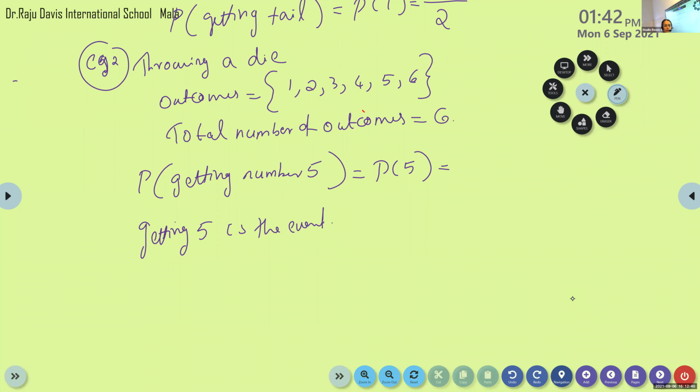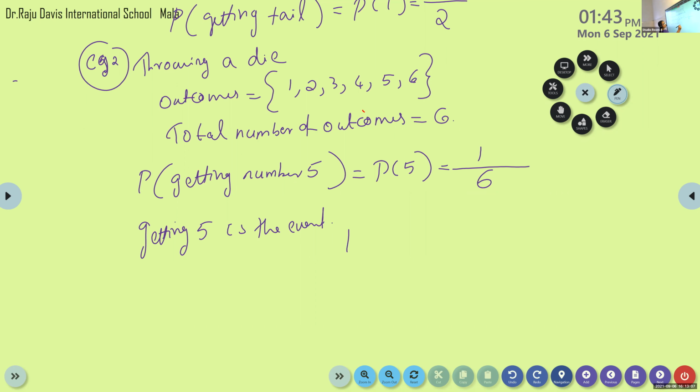The number of chances favorable to 5 is only 1. Only one 5 will come. So probability of 5 will be 1 divided by total chances. Total chances 6. So probability of getting number 5 is 1 by 6.